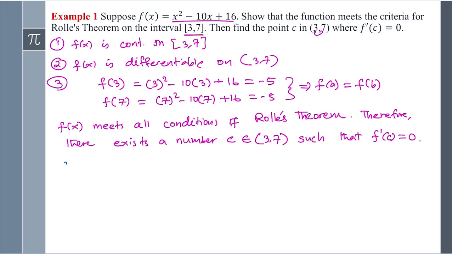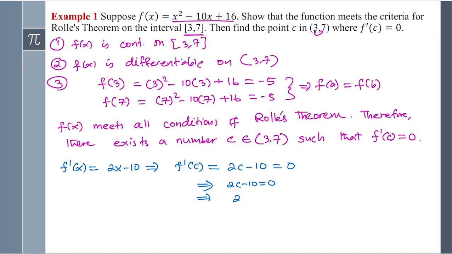Okay, so the derivative of that function, you can easily differentiate that, which is 2x minus 10. So f prime of c, we just replace x with c, so f prime of c must be 0. Or 2c minus 10 equals 0 implies 2c equals 10, if you add 10 on both sides, so divide by 2, so you get c equals 5. So we know that 5 is in the interval (3, 7).